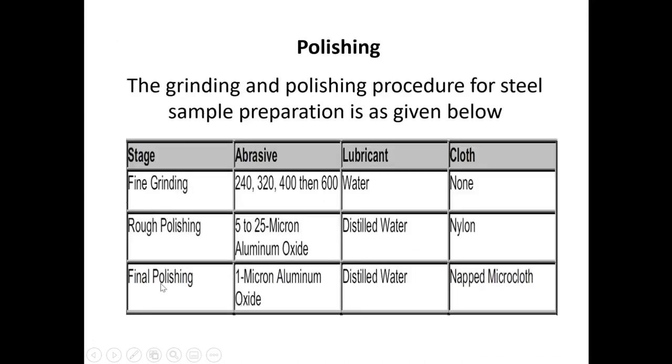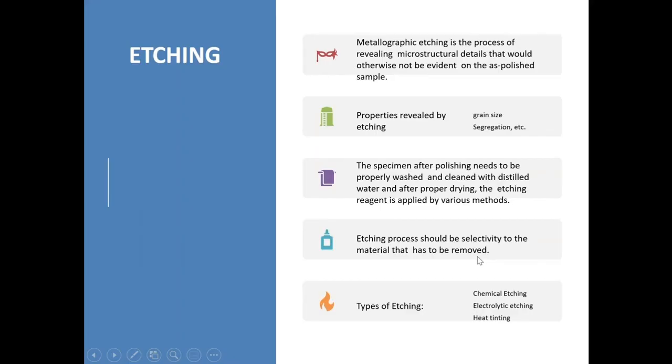So the grinding and polishing procedure for a steel sample is given below. This can be considered as a sample process, that is for rough grinding, fine grinding, rough polishing, fine polishing. This is done by emery papers with different grades, and then by using 5 to 25 micron aluminum oxide and 1 micron aluminum oxide, using distilled water as lubricant. Okay, the cloth can be nylon or velvet.